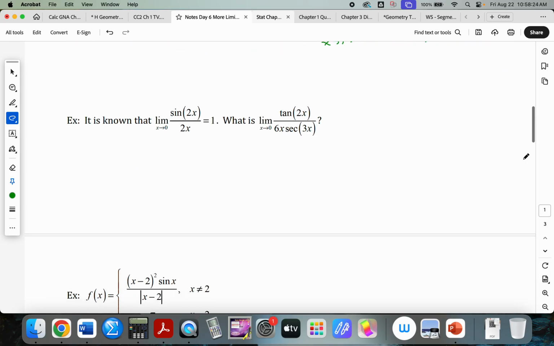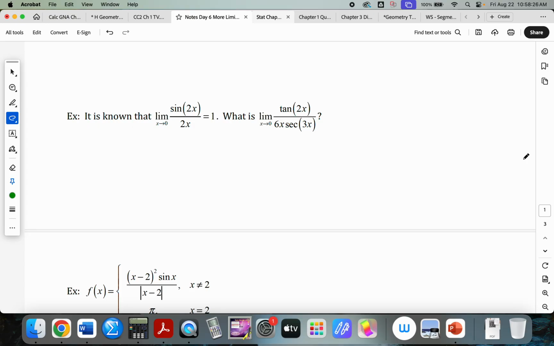All right, let's move on to the next one. It is known that, wow, that was nice of them to point out that the limit as x goes to 0 of sine of 2x over 2x is equal to 1. We should all know that. Okay, but they're prompting you a little bit. What is the limit as x goes to 0 of tangent of 2x over 6x secant of 3x?